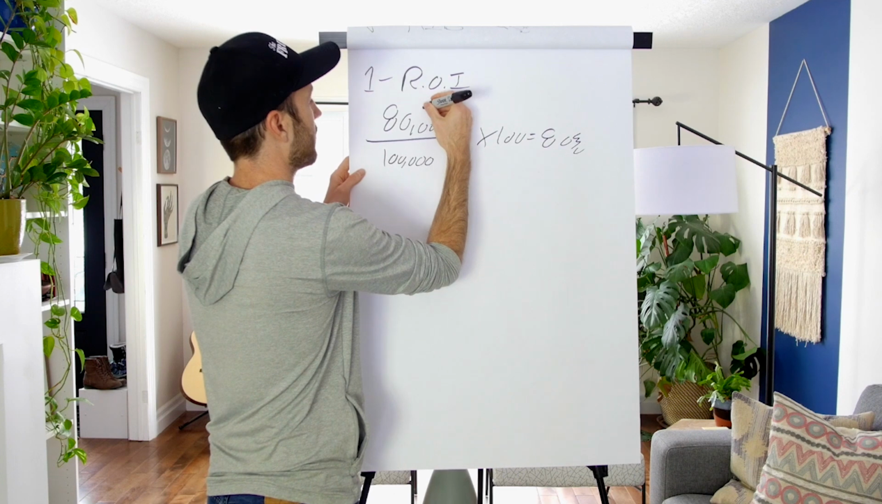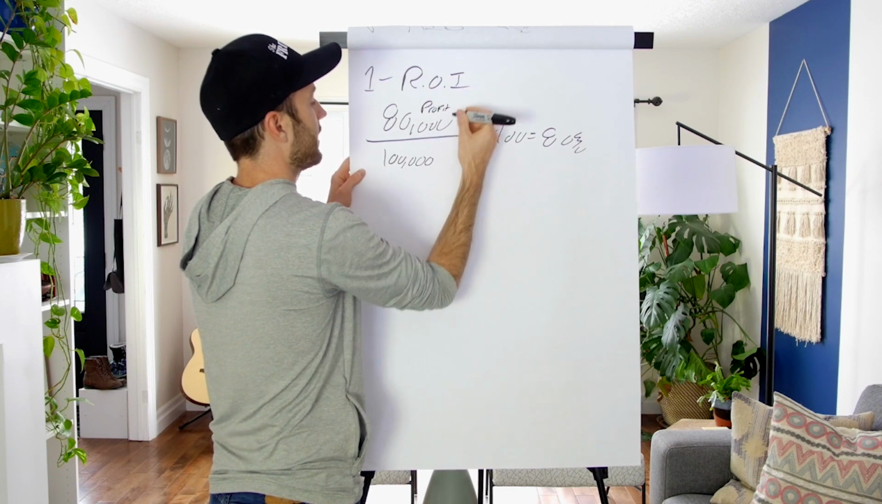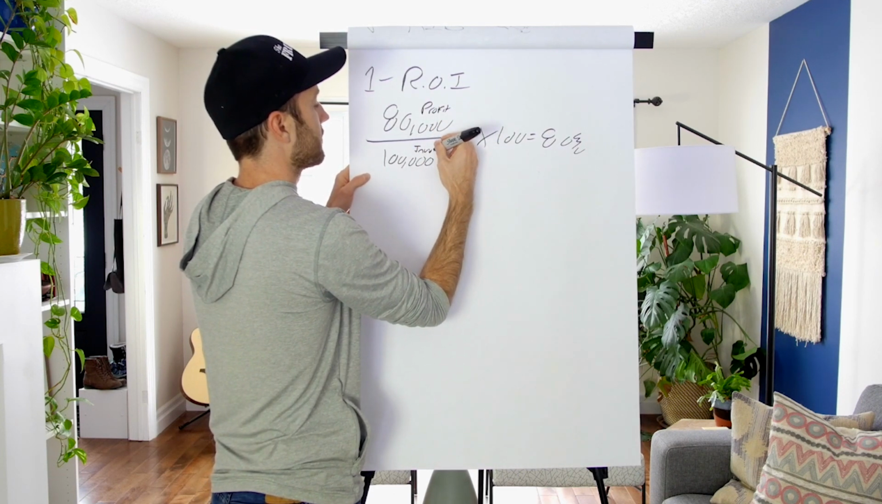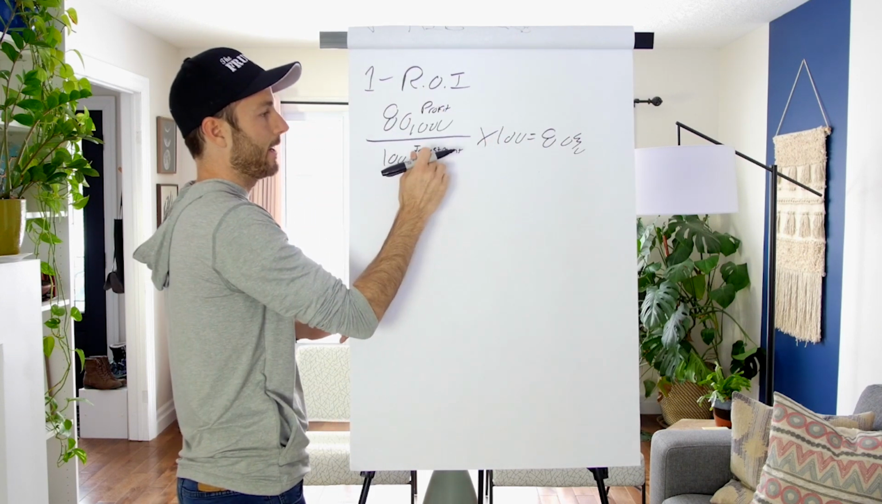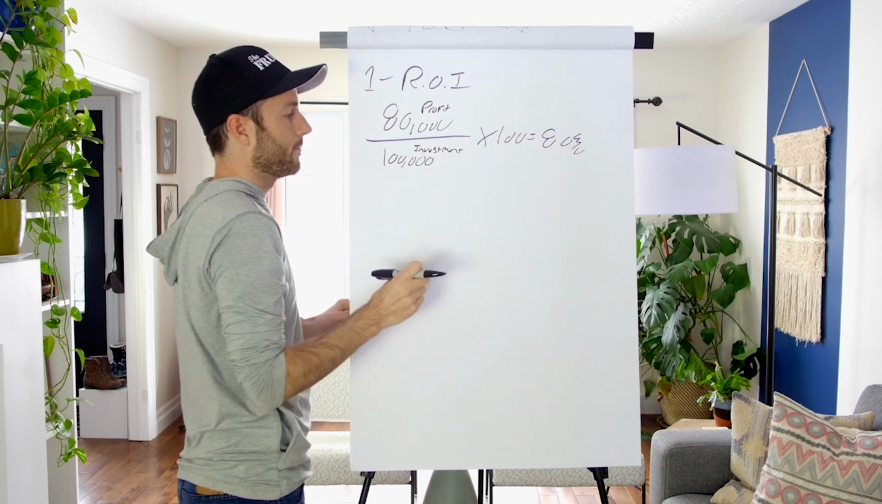So let me put this here, just in case you want to write this down. We've got profit, and we've got investment, which should make it a little easier to understand. Profit divided by investment times 100 gets you 80%.